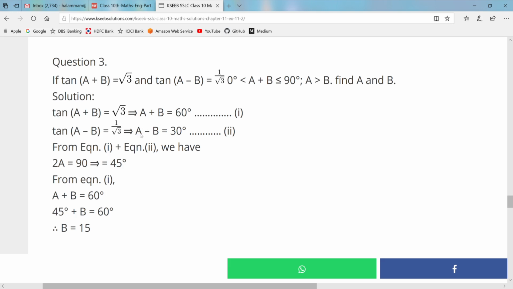You will get a plus a is equal to 2a, and 60 plus 30 is 90 degrees. Okay, 2a is equal to 90 degrees. So this 2 will go to the other side and it will become 90 divided by 2. 90 by 2 means 45 degrees. Okay, the a value will become 45 degrees. Substitute the a value 45 degrees in equation 1, a plus b is equal to 60 degrees.